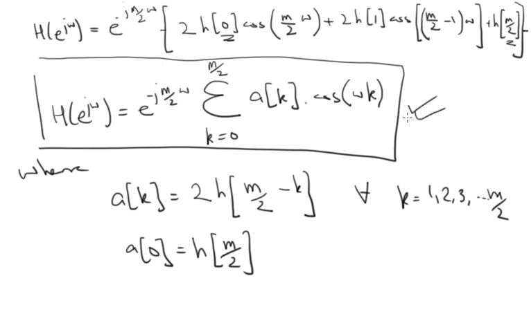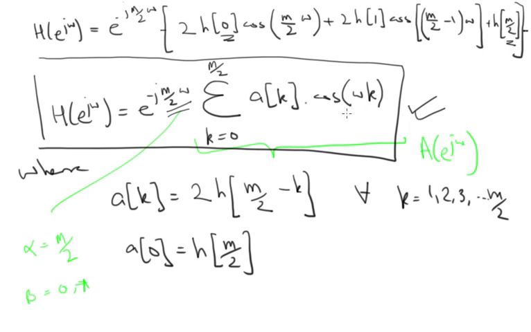So from this expression, this is the expression of type 1 FIR generalized linear phase system, where this is the linear phase, here alpha is equal to m by 2 and beta is equal to 0 or pi, and this is a of e raised to power j omega, and it must be even. Actually it is even.